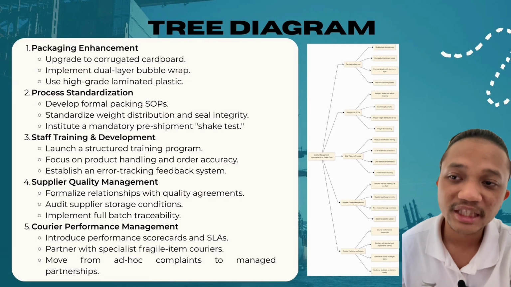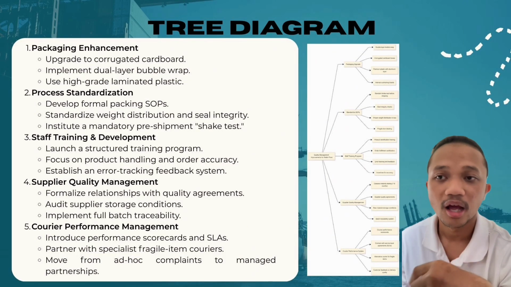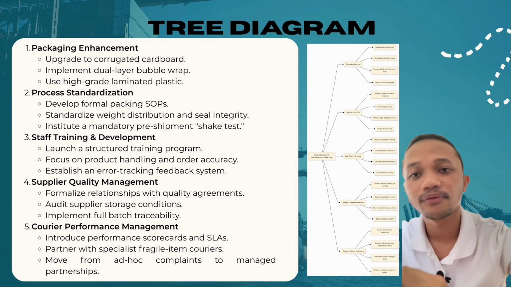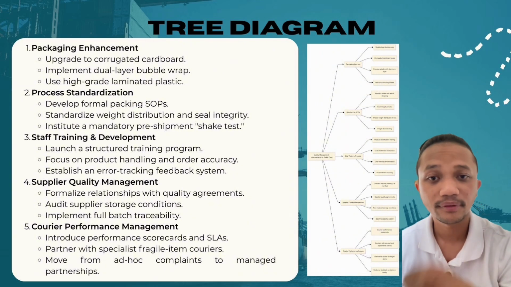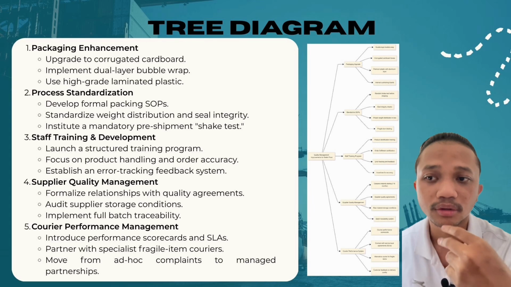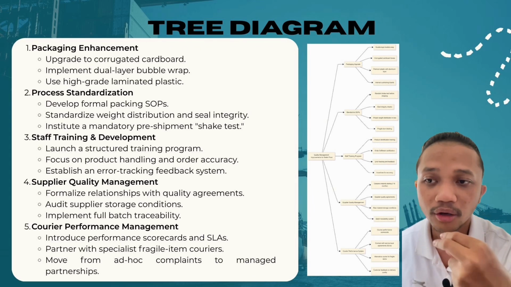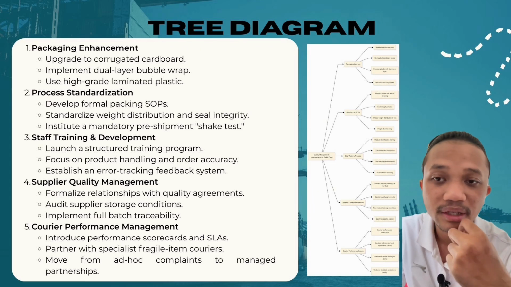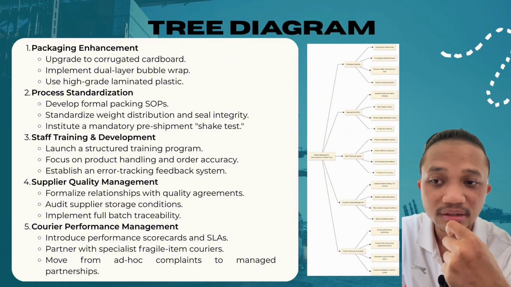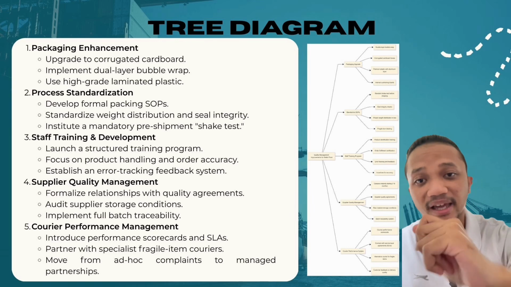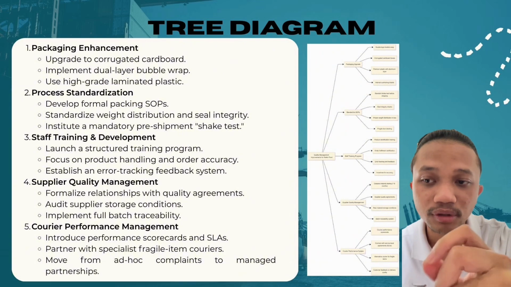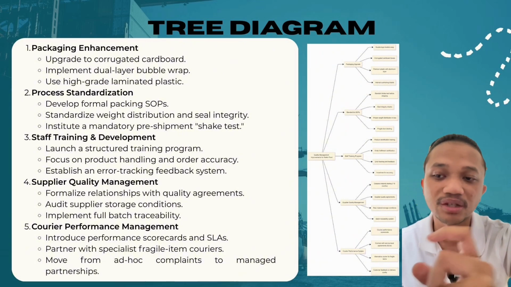Next, I will be explaining about the tree diagram. To address these root causes, we have developed a comprehensive 5-pillar strategy. First, we will fundamentally enhance our packaging by upgrading to corrugated cardboard, low-layer bubble wrap, and high-grade laminated plastics. Second, we will implement rigorous process standardization, including formal packing SOPs, protocol for weight distribution and seal integrity, and a mandatory pre-shipment shake test.